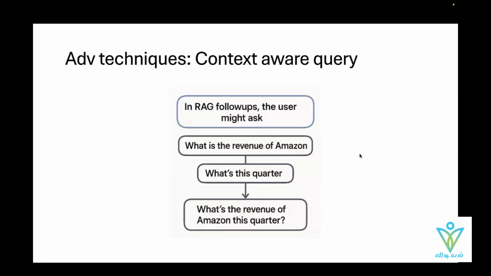First, give it to the LLM, asking it to reformulate that query into a context-aware query. Once that step is done, you will get something like, what's the revenue of Amazon this quarter? And then if you do RAG, the possibility of you getting a good answer is higher because now it has all the context required for you to do the search correctly.